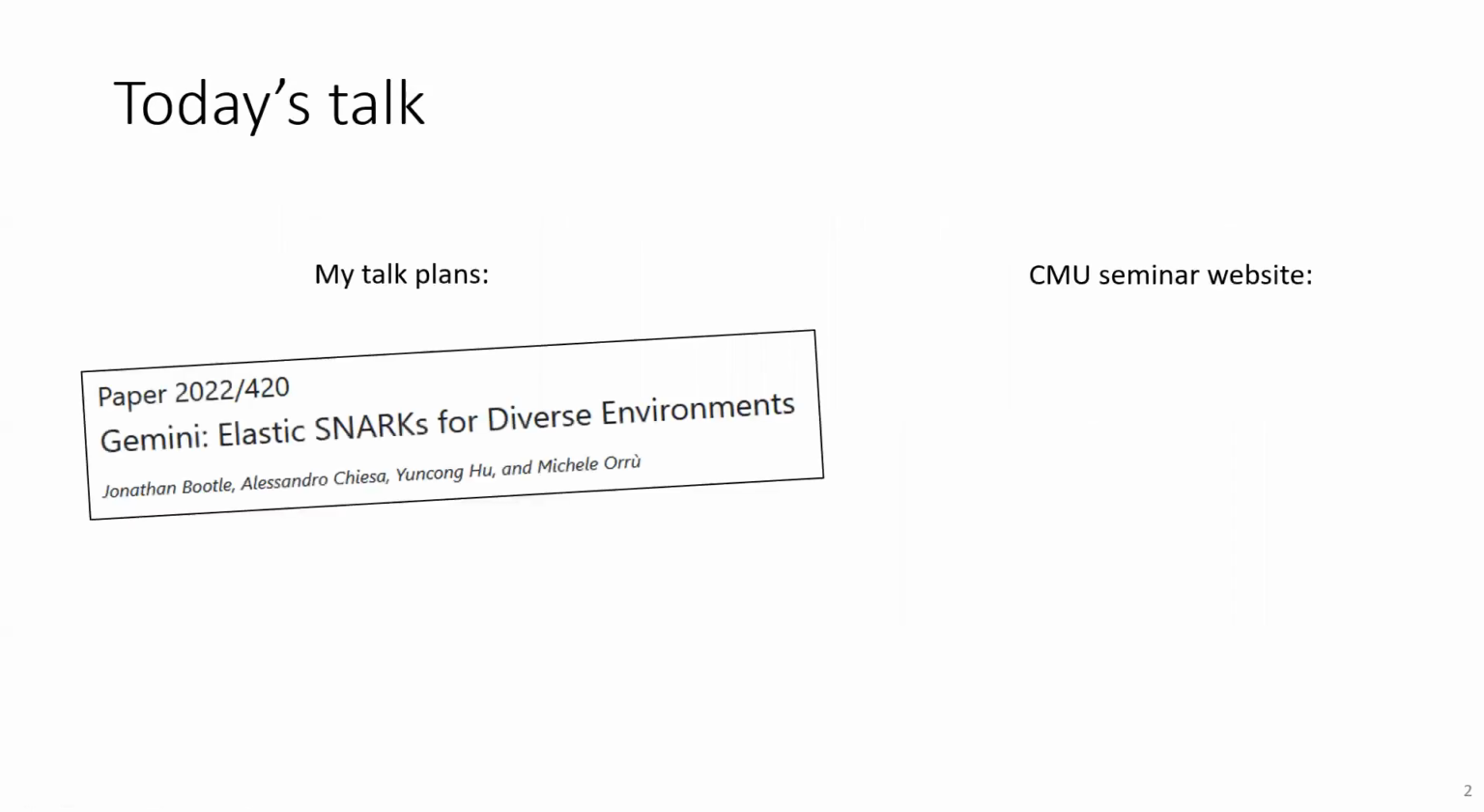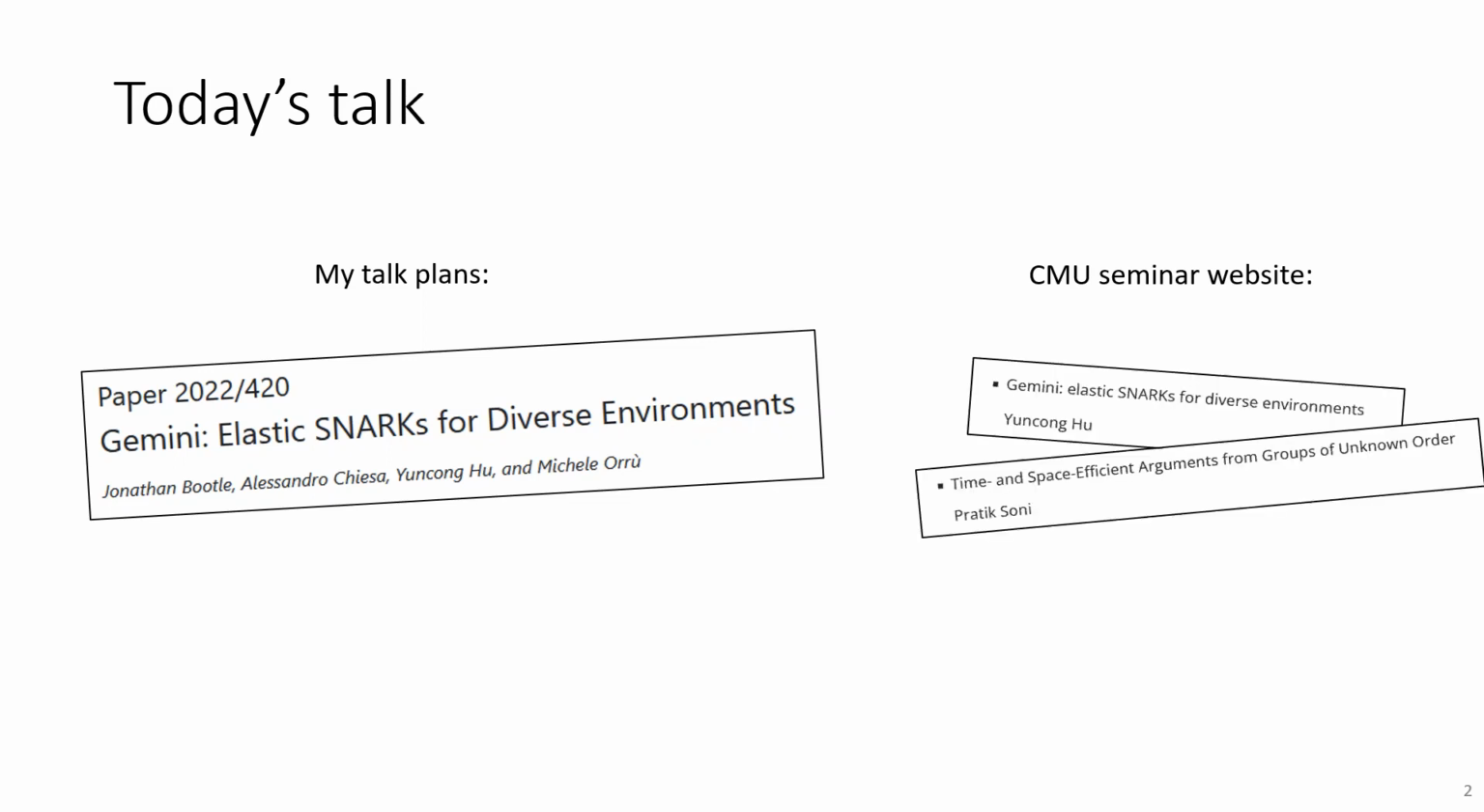Thanks a lot. Actually, I had quite a bit of trouble coming up with the topic for today's talk. Because originally I thought I would talk about this recent work that I had with Alessandro and Yunsong and Michele called Gemini on space-efficient proof systems. And then I looked at the seminar website and I saw that my co-author Yunsong had actually already presented that not so long ago. And you'd also had a talk by Pratik on time and space-efficient arguments from groups of unknown order. So I thought, okay, I can give a different kind of talk on zero-knowledge arguments in a very general algebraic setting, from all kinds of different assumptions.